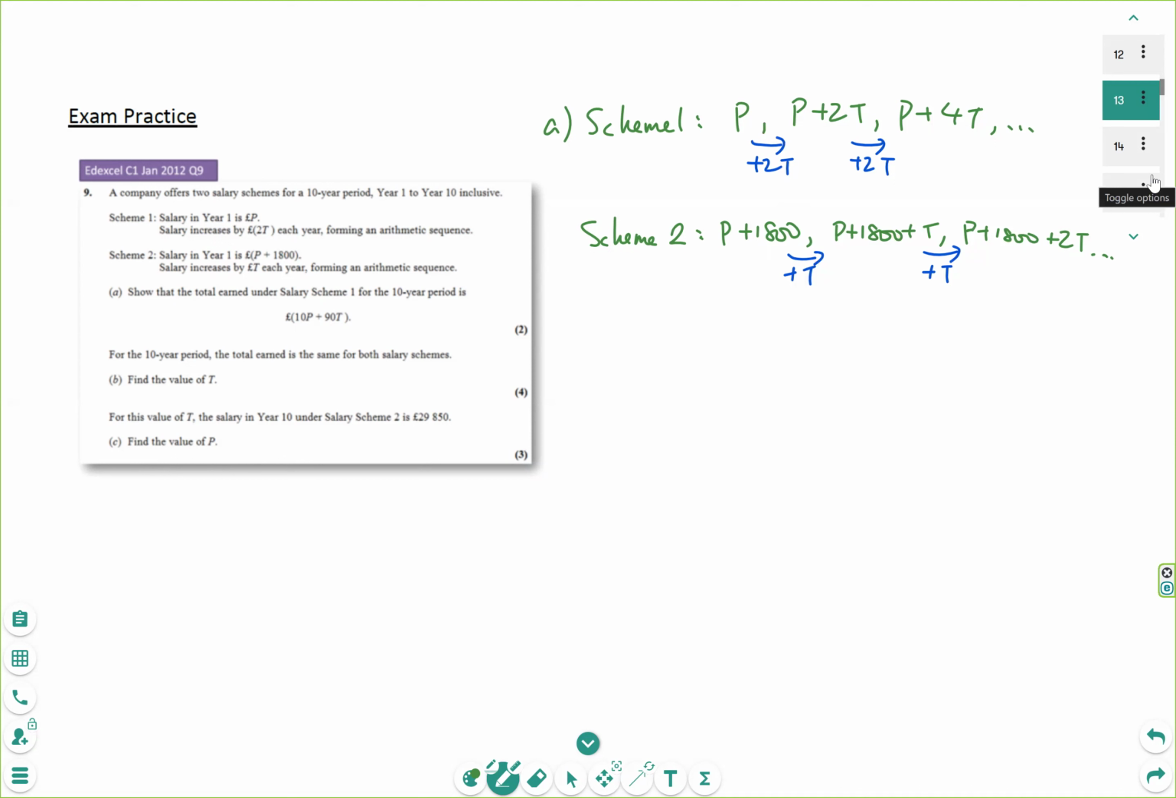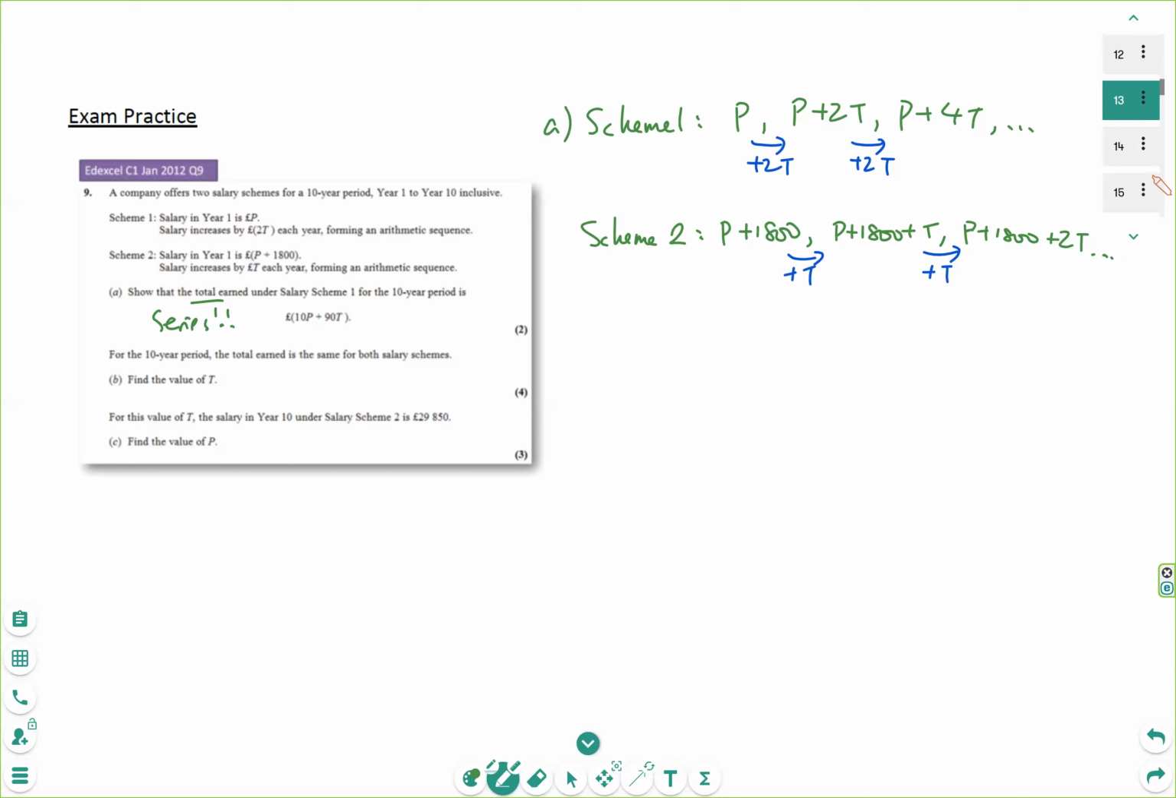Now for part A, when you show the total earned, you have to read these words very carefully, because in series and sequence, it's always a question of asking whether it is a sequence or a series they're asking for. When they say total, that means series. Okay, so that's a keyword. Total means when we work out series.